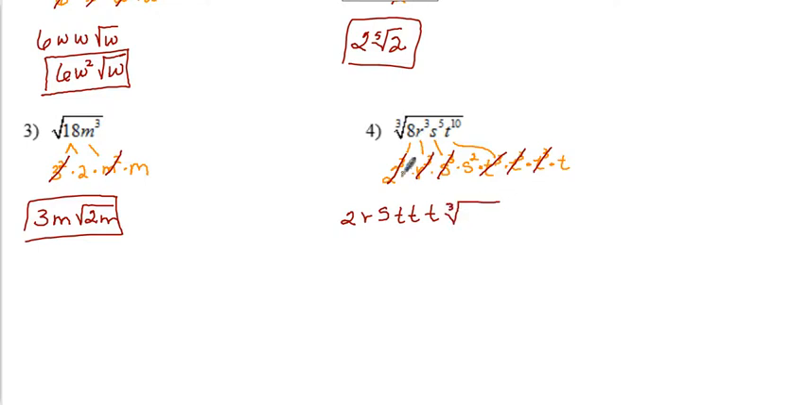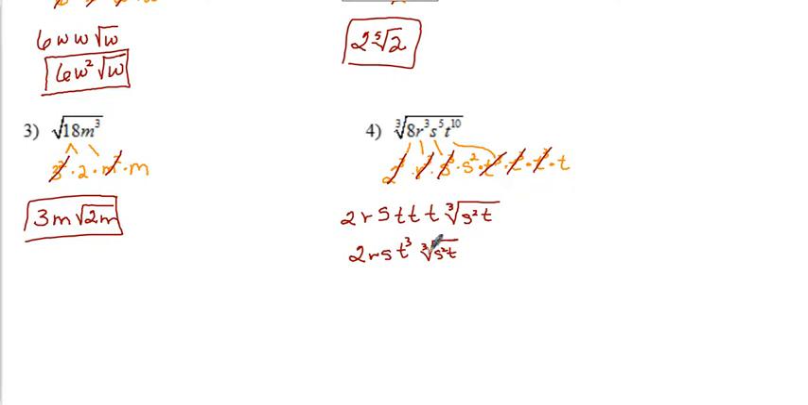Times the cube root of the leave behinds. Let's scan for leave behinds. I've got an S squared left behind and a T left behind. Final step, let's clean this up. 2 R S T to the third times the cube root of S squared T.